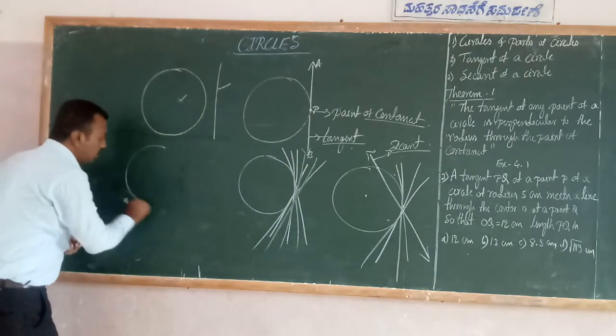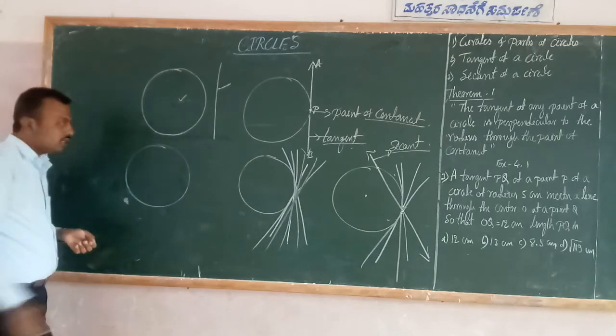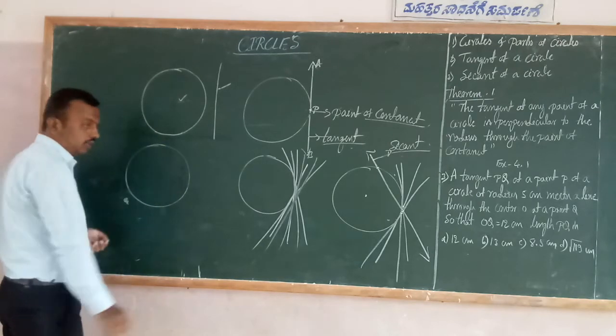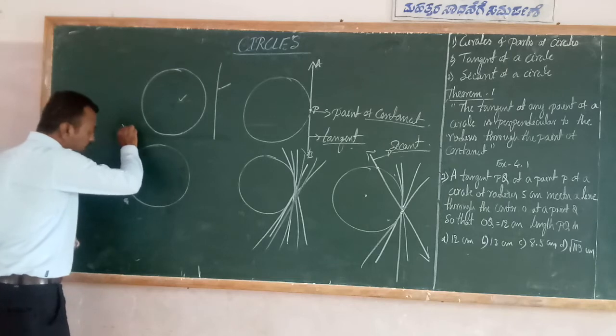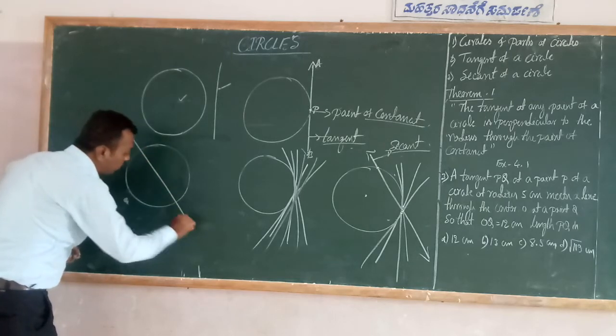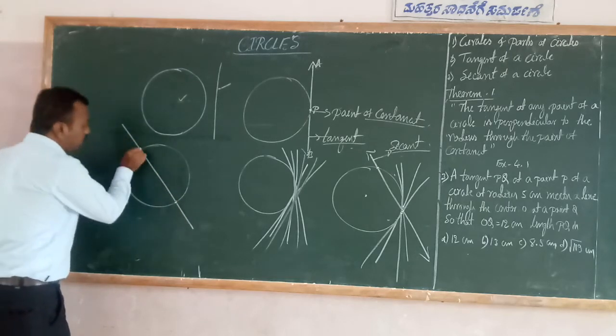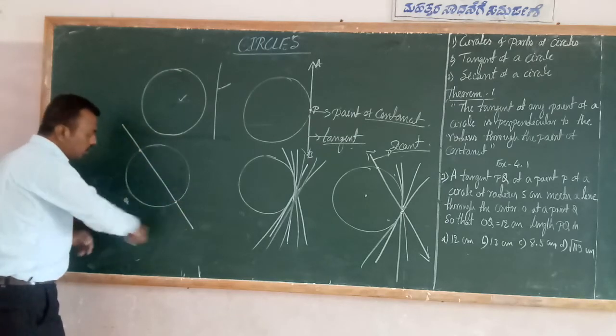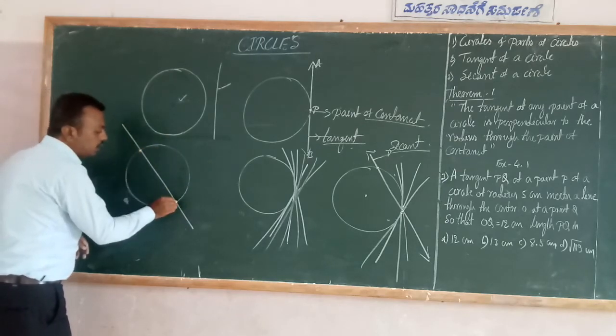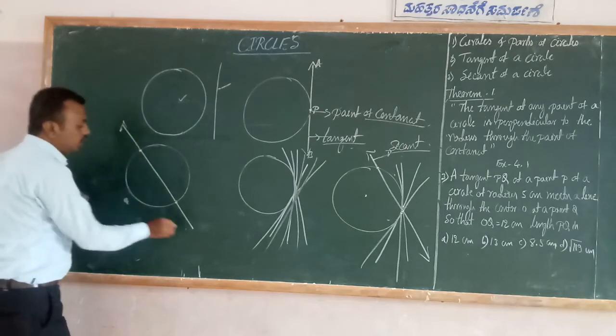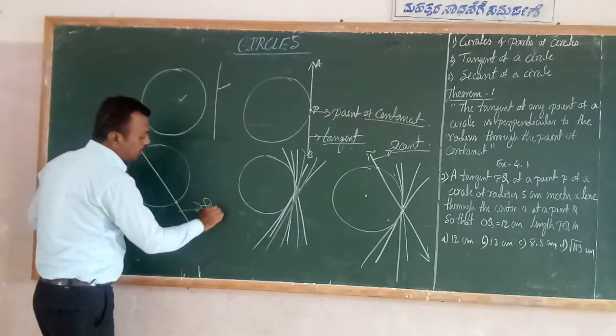Very simple, students. In any circle, the line segment that intersects a circle at two distinct points. Two distinct points, a line is intersecting a circle at two points. Therefore, this line we call a secant.